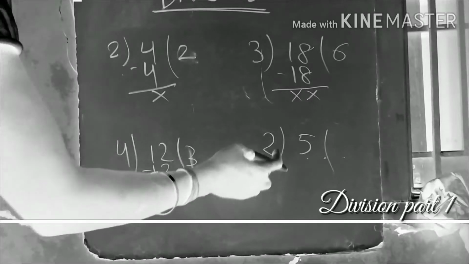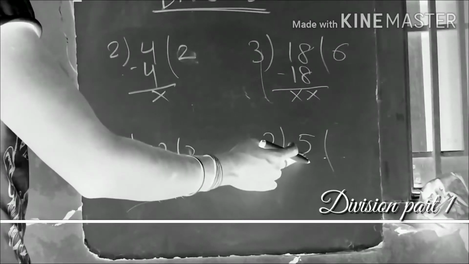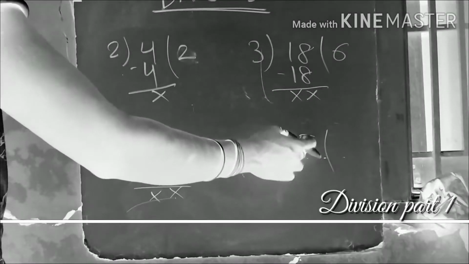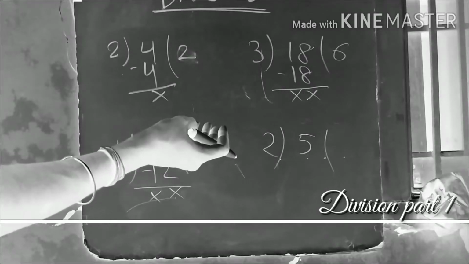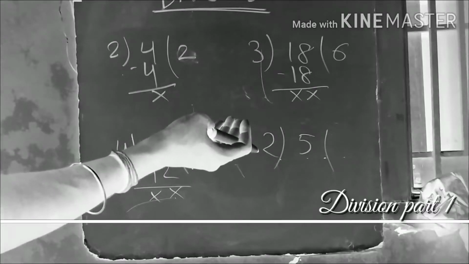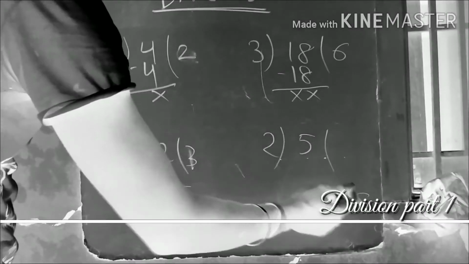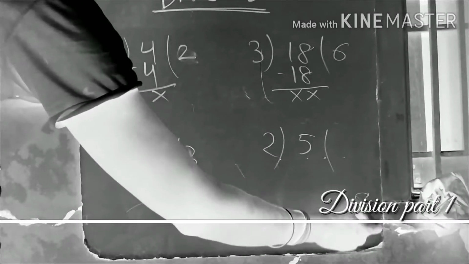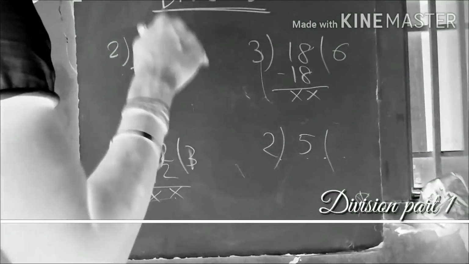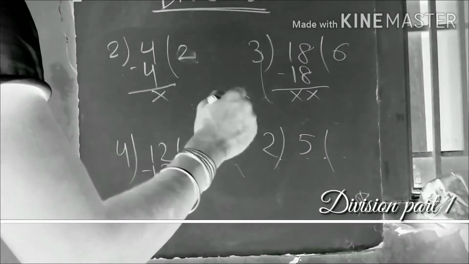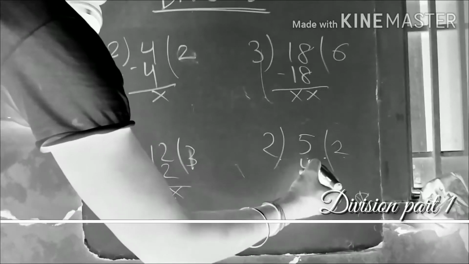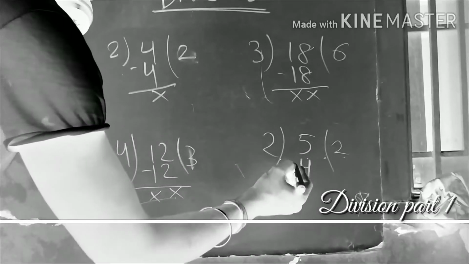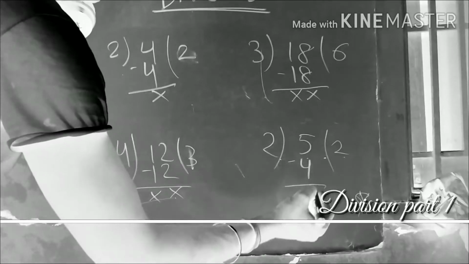Does 2 contain 5? No. So we have to go less than 5 or equal to 5. 2 1 is 2, 2 2 is 4, 2 3 is 6. 6 is greater than 5, so we cannot take 6. We have to take less than 5 or equal to 5. So 2 times is coming, how much? 4. That is less than 5. Now 5 minus 4, 1.